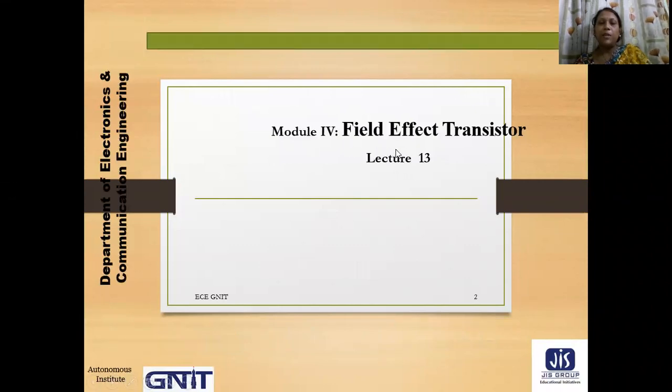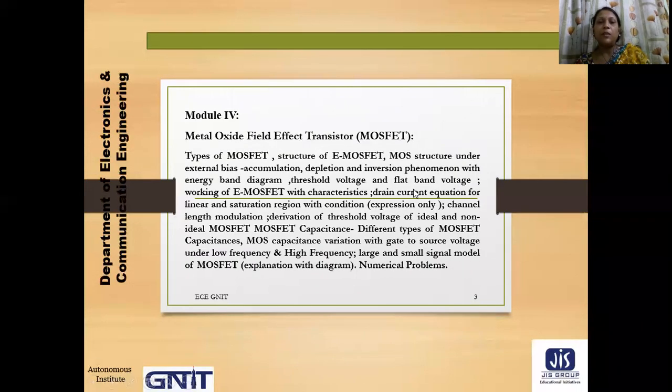This lecture is dedicated to Module 4, field effect transistor. The submodule is metal oxide semiconductor field effect transistor. This is lecture number 13. So metal oxide semiconductor field effect transistor consists of types of MOSFET, structure of MOSFET, MOS structure under external bias condition, accumulation, depletion, inversion, threshold voltage, flat band voltage, and all this.